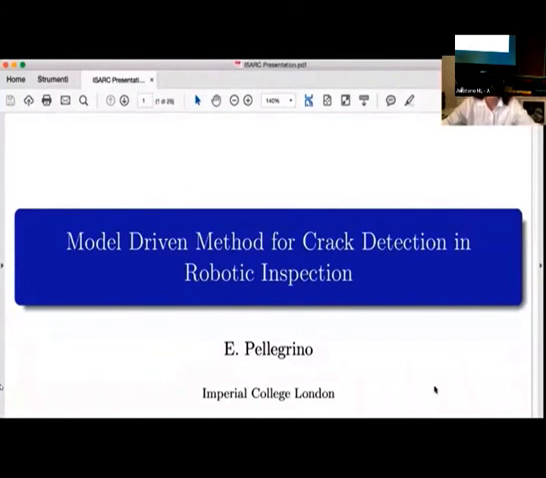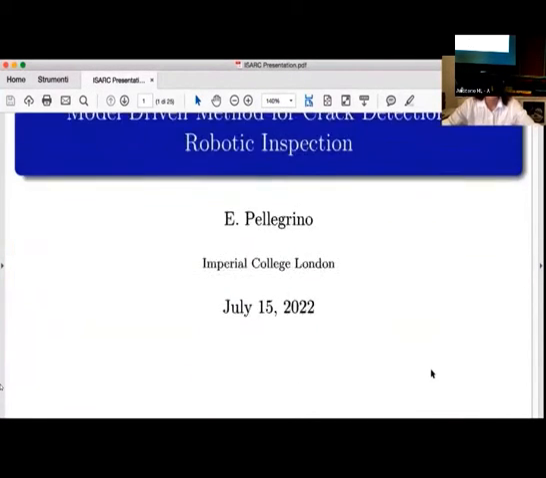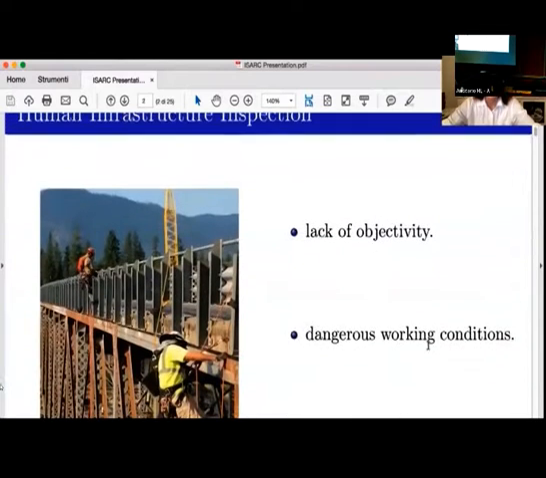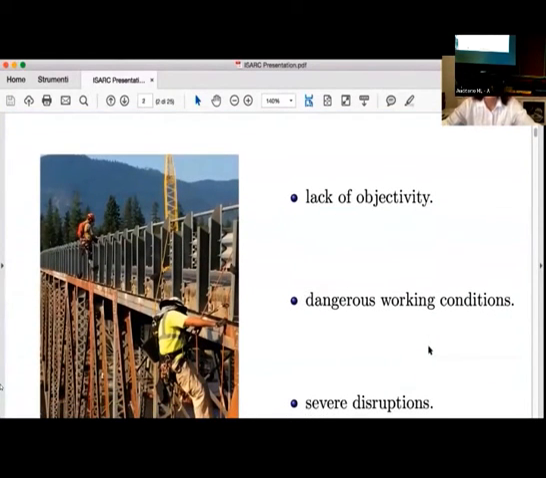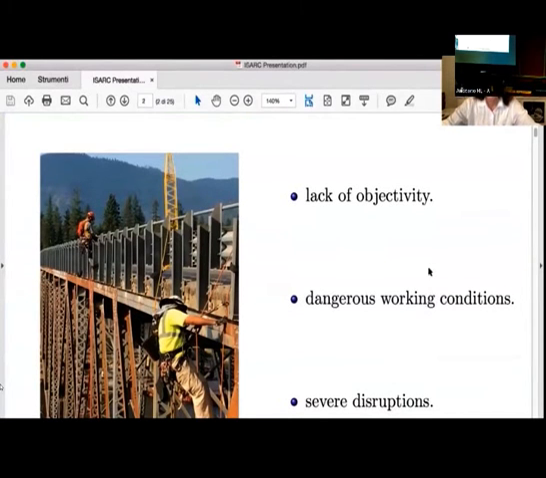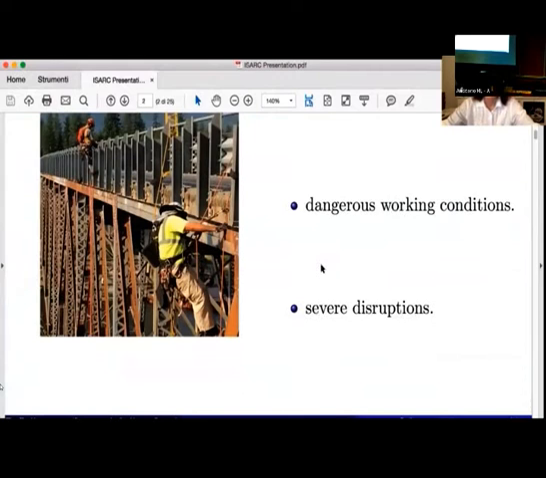My research is about a model-driven method for crack detection in robotic inspection. Actually, the situation of the inspection is not sustainable. There is a lack of objectivity by the inspector. They have to work in a very dangerous working condition. And also there are severe disruption to the infrastructure during this inspection.